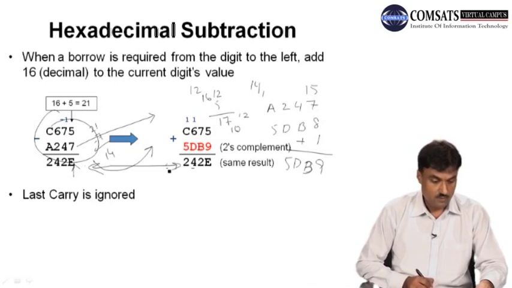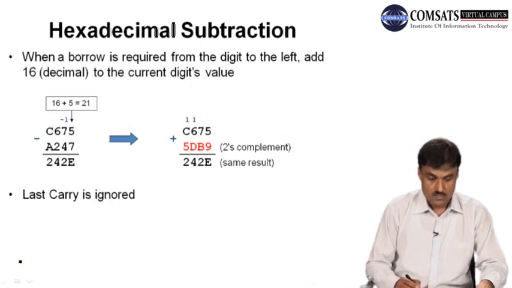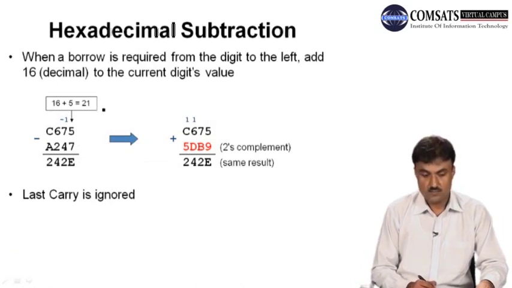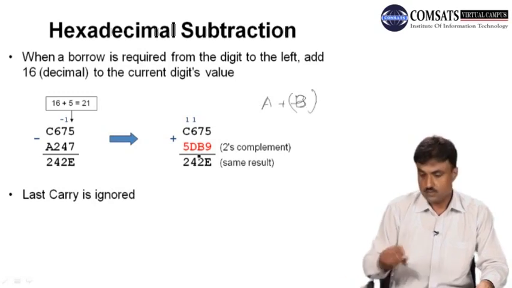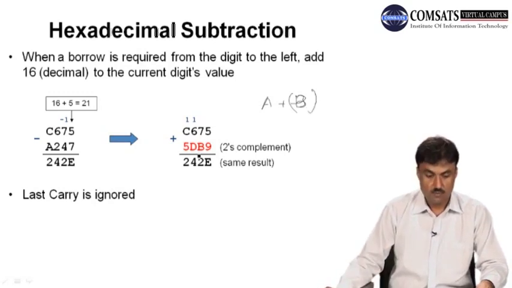So there are two ways you can perform these subtractions, either in binary or in hexadecimal, by using the 2's complement. We have one value A and a value B, and these two values are either positive or negative whatsoever. If it is a positive value, we convert it into negative and we perform addition. So this is the easiest way to perform subtraction.